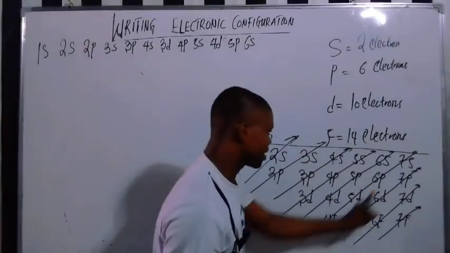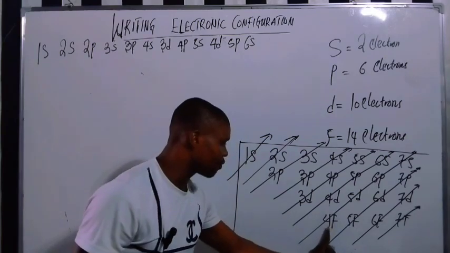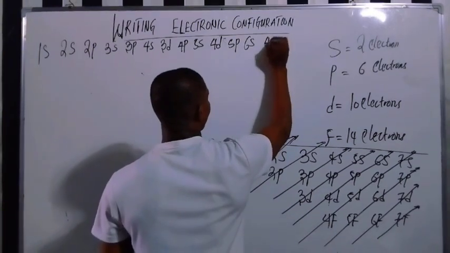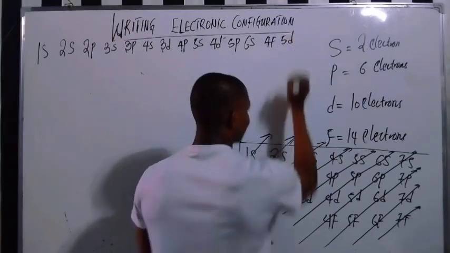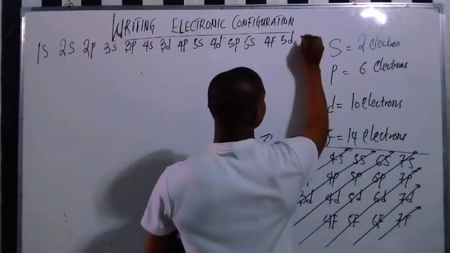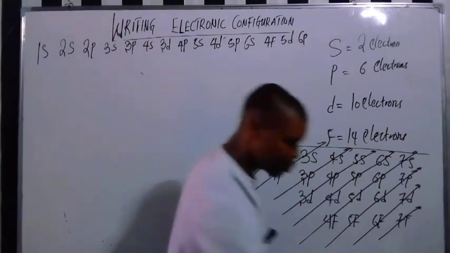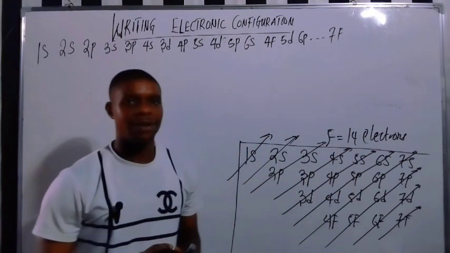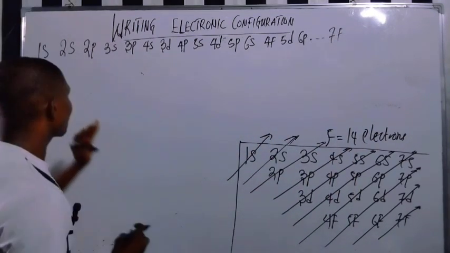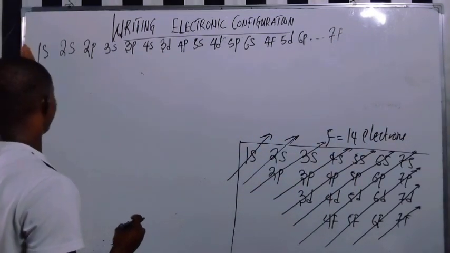6f, right? After 6f, what do you have? 4f. 4f. Then you have what? 5d. And you have what? 6p. Till you get to what? To 7f.